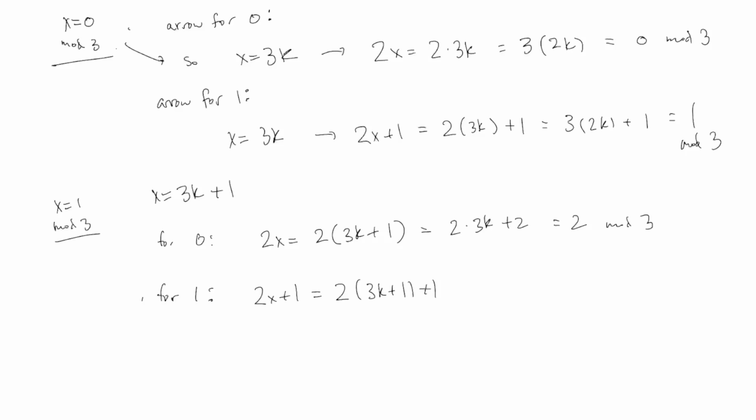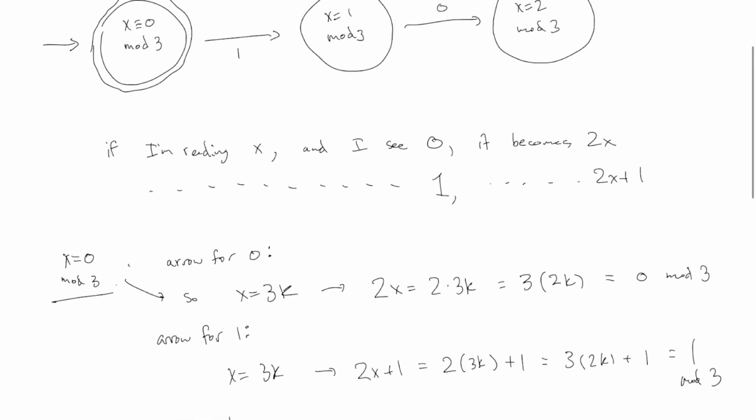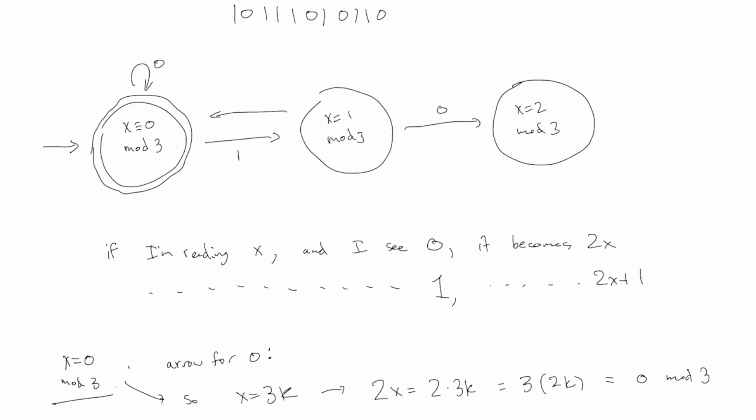So if I distribute the 2 again, that's 6k plus 2 plus 1. 6k plus 3. Is that a multiple of 3 or 1 more or 2 more? I say that is a multiple of 3, right? You could factor 3 out of this. It's 3 times something, right? 2k plus 1, I guess. All right, anyway, that is 0 mod 3 because it equals a multiple of 3. So the arrow here with a 1 goes back that way.